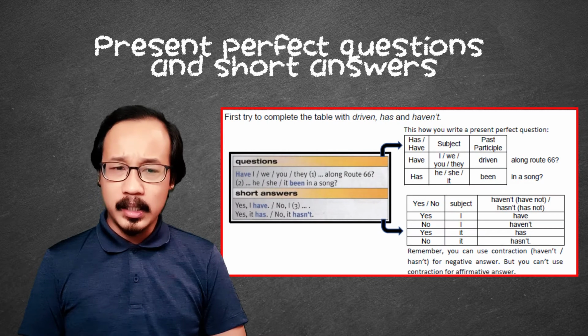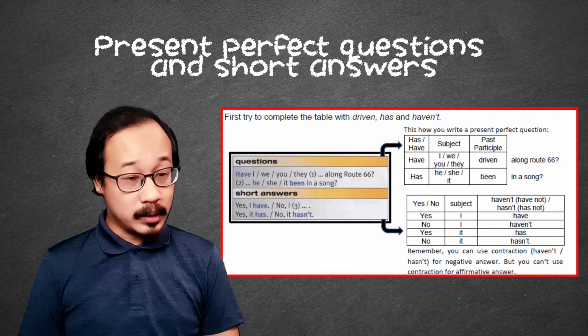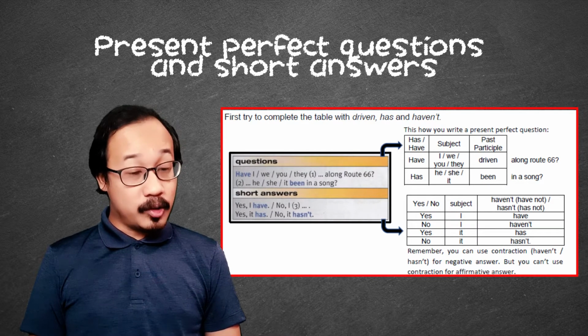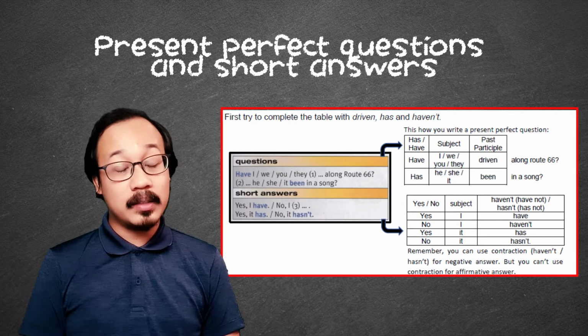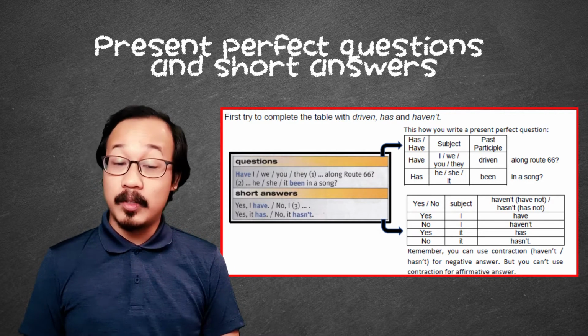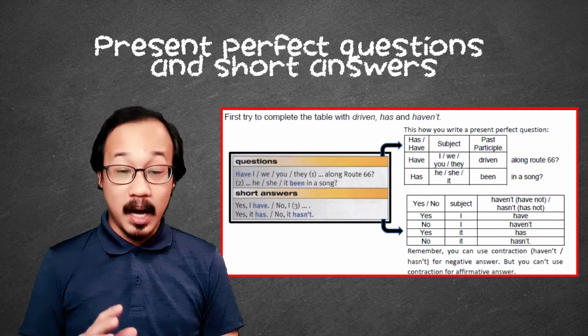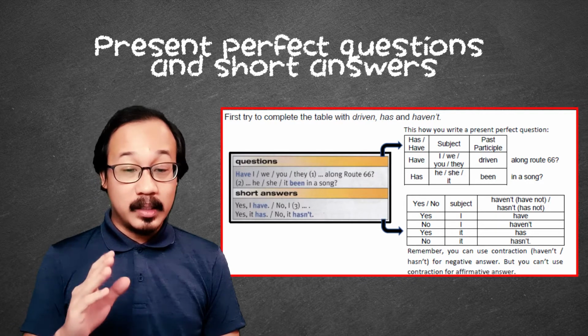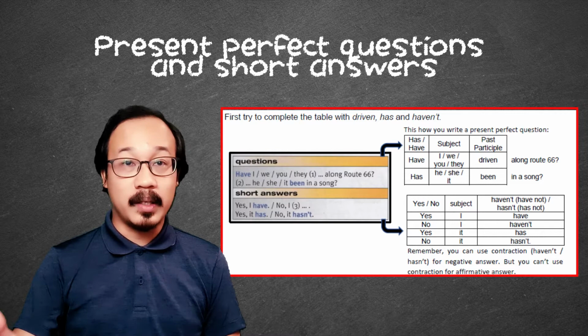Now, without wasting any time, let's look at activity 1. Okay, let's read the instruction together. The instruction is: try to complete the table with driven, has, and haven't. Okay, so this is how you would write the present perfect questions.